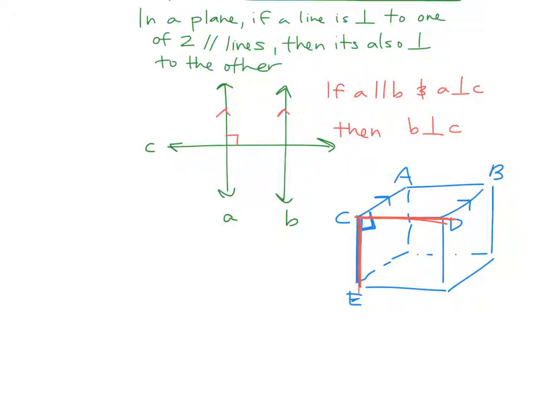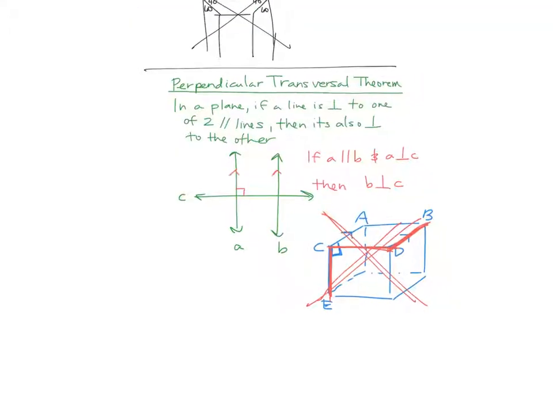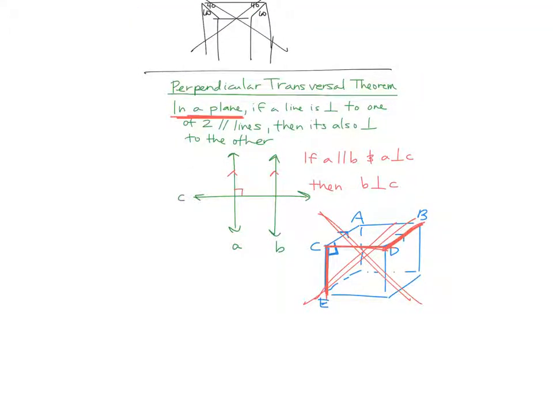Is CE perpendicular to BD? No, they never even come into contact with each other, right? So this is where it doesn't work out. That's why it's important that in the proof they say in a plane, because it works in a plane, it does not work in a three-dimensional figure, okay?